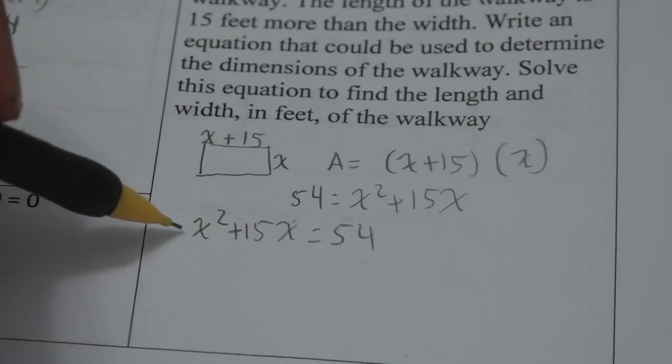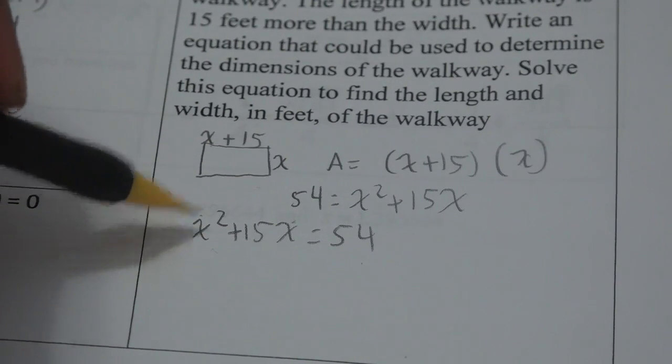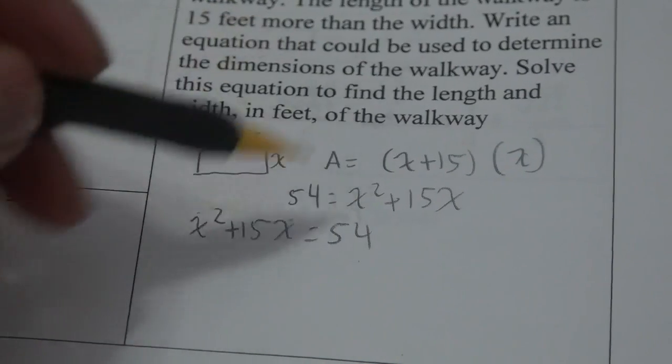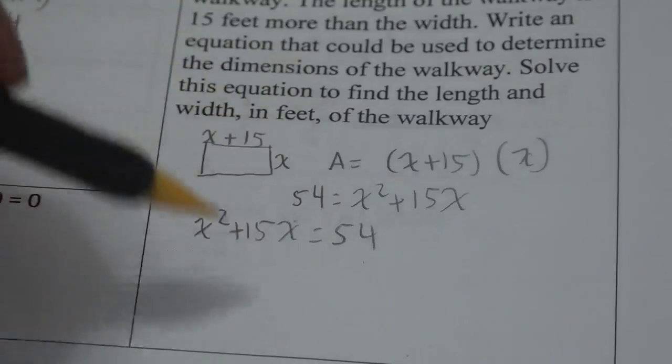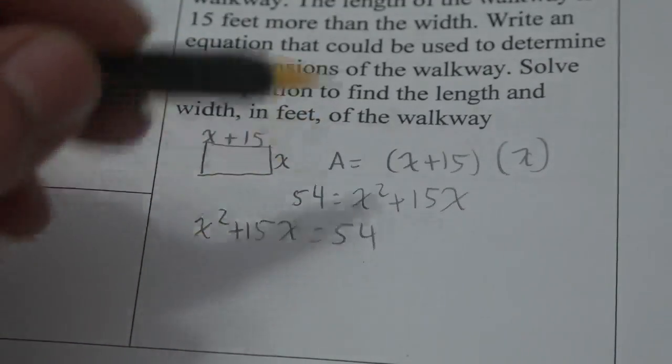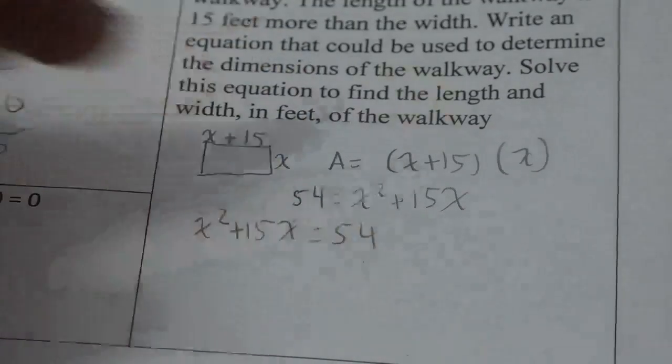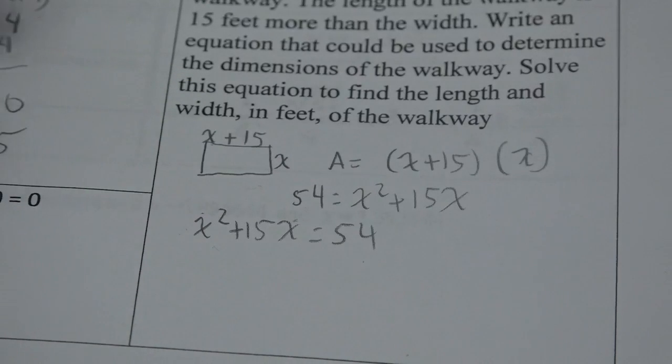Then remember, you gotta divide by the coefficient, but the coefficient here is 1, so it doesn't change anything. And then remember, you gotta take half of this and square it. And then that creates the perfect square binomial, and then you square root it, and then you solve, right?